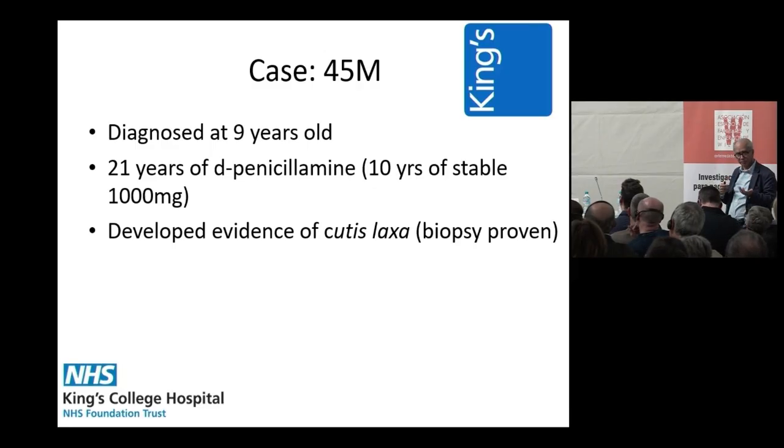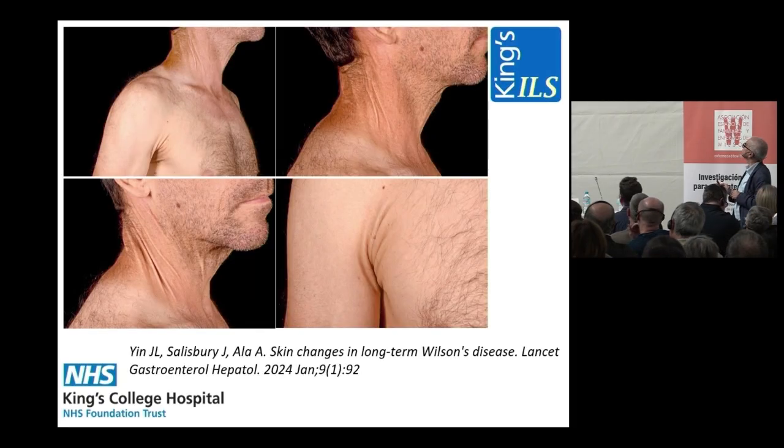He got started on penicillamine, and he'd been on penicillamine for over 20 years, with 10 years of stable disease. And he actually developed cutis laxa. So you can see this, where he looks older than he is. He looks much older than he is. You can see the typical wrinkly neck, and if you look more closely, it's very, very wrinkly. In fact, it's not only around the neck, but also around the axilla, around the armpits. So this led us to believe that there was a significant problem.